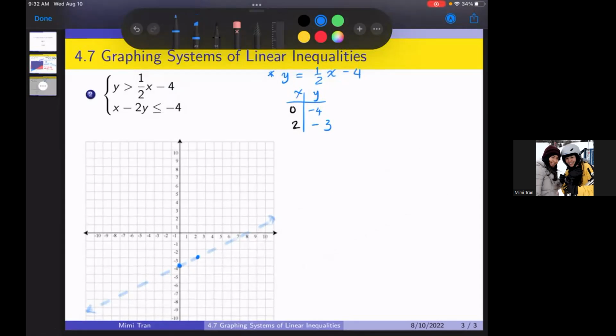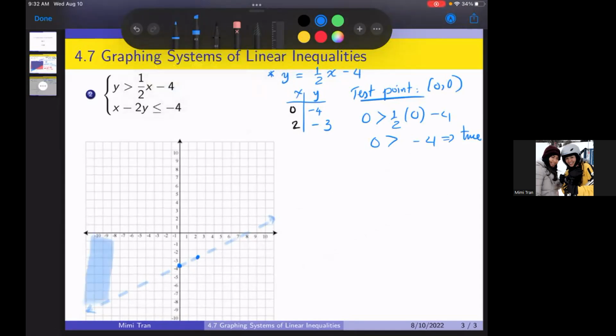And then I'm gonna do test point. 0, 0 again. 0 greater than 1/2 times 0 minus 4. So 0 greater than -4. Well, it's true. So you shade everything above the line.